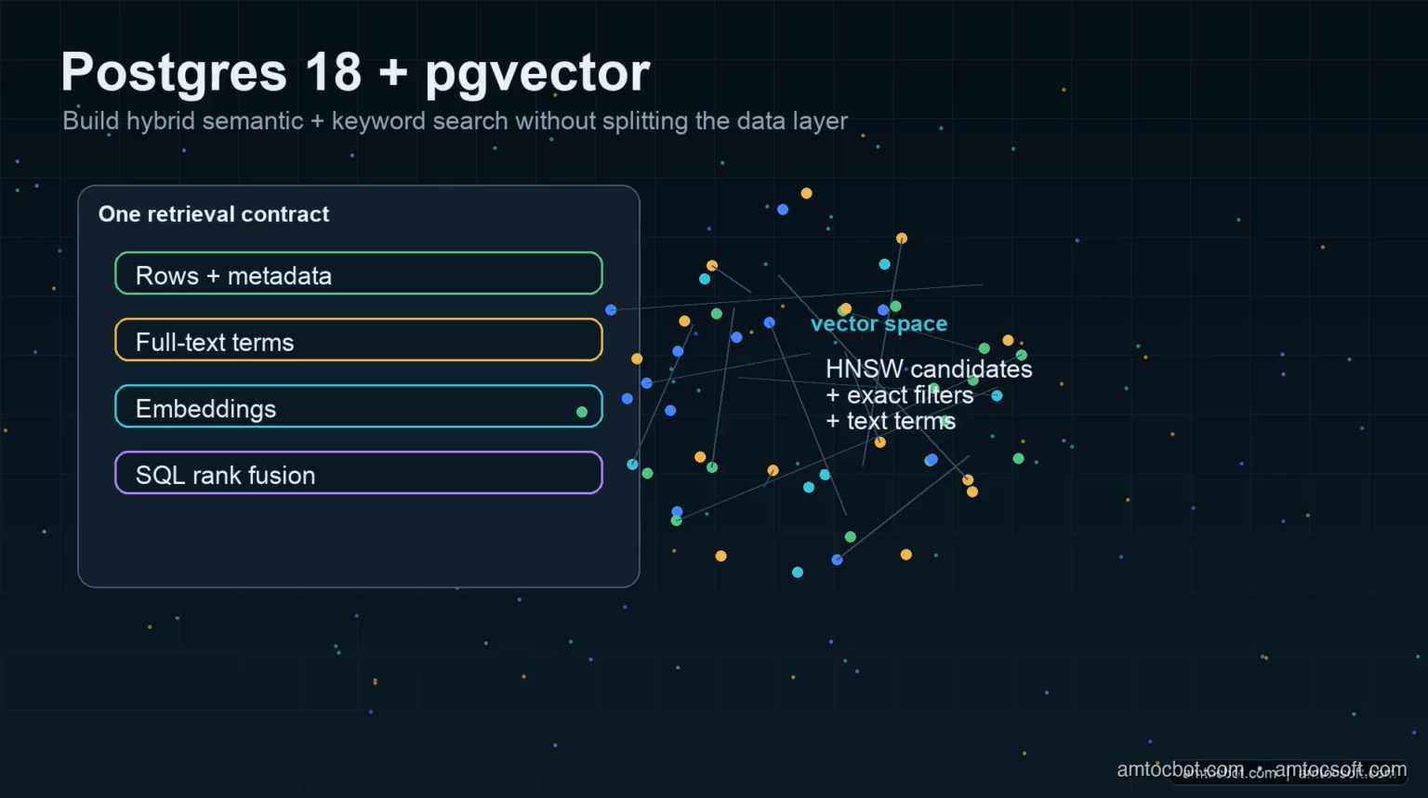The better question is, how far can one Postgres system carry the retrieval layer before a dedicated vector service is actually justified? In this video, we will build the mental model for a Postgres 18-era pgvector stack. One table for documents, one vector index for semantic recall, one full text path for lexical precision, and one SQL ranking layer that fuses the two.